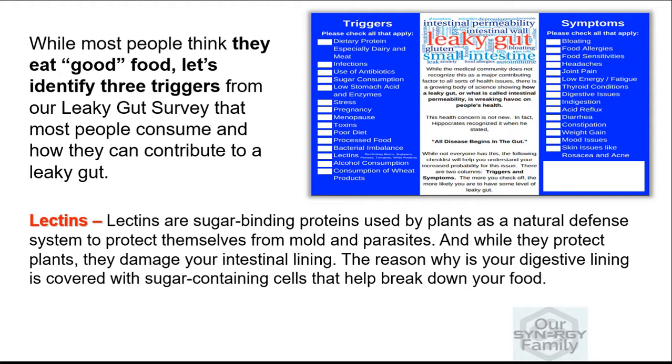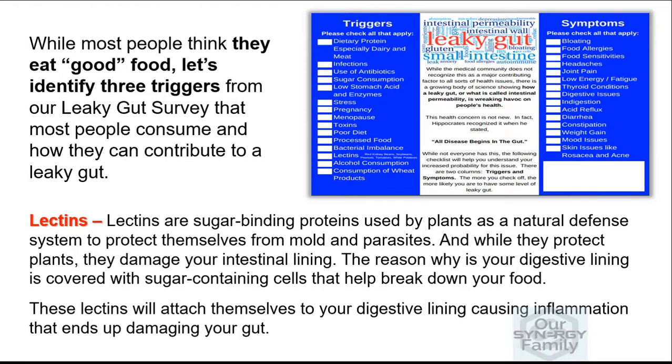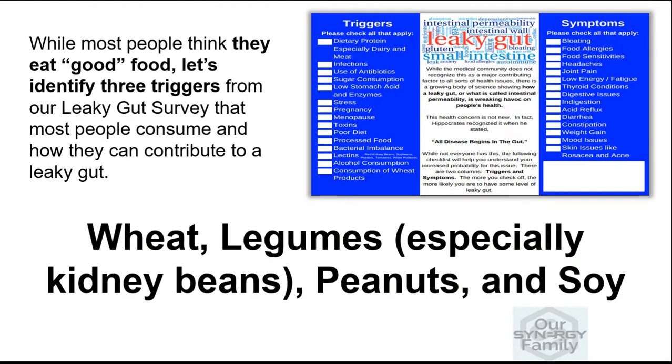The reason why is your digestive lining is covered with sugar-containing cells that help break down your food. These lectins will attach themselves to your digestive lining, causing inflammation that ends up damaging your gut. And while there are a wide variety of foods that contain lectins, these 4 will have the greatest impact: wheat, legumes, especially kidney beans, peanuts, and soy.